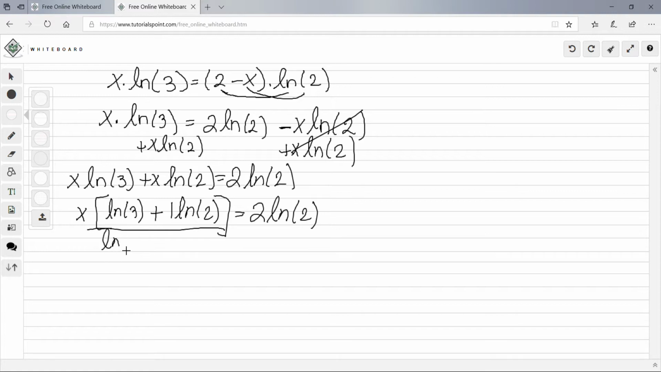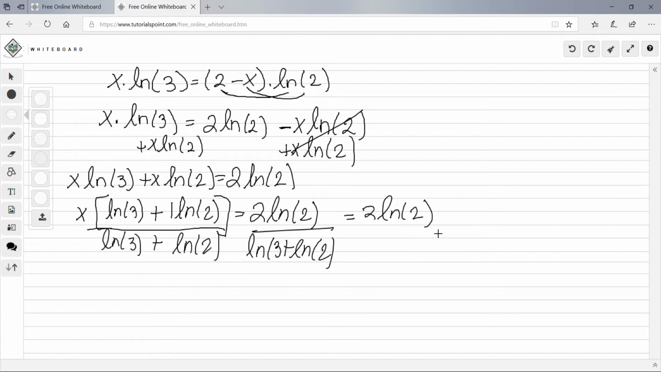Ln of 3 plus, we could just say ln of 2, because ln of 2 is the same thing as 1 times ln of 2. So I gotta do it on the right side as well. Okay, so I can simplify this even more. The top stays the same, 2 ln of 2. Now the denominator, ln 3 plus ln 2, we can simplify as ln of 6, because remember the rule for logarithms: when you're adding with the same base, in our case the base is natural log, you're really multiplying. So it's going to be 3 times 2, which is 6.